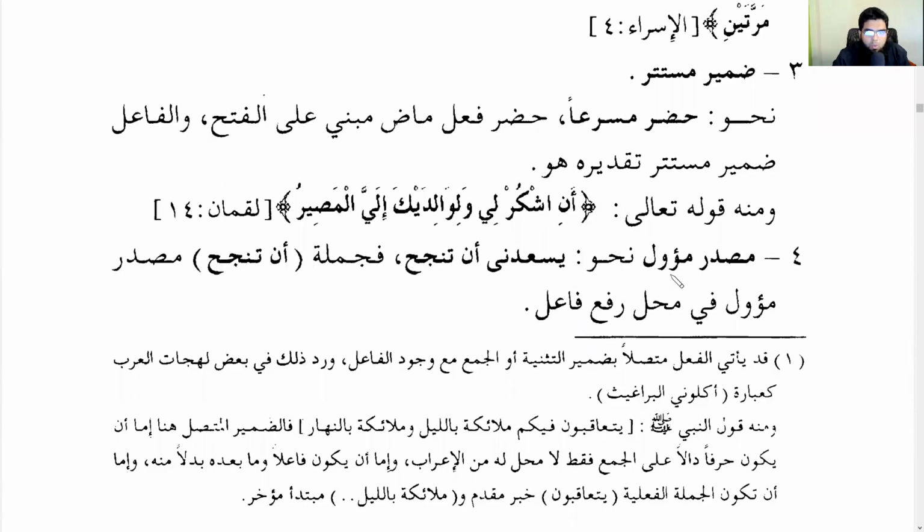Then we have masdar muawwal, nahwu yas'uduni an tanjaha. So the fourth type could be a masdar muawwal as the fa'il also. فجملة أن تنجح مصدر مؤول في محل رفع فاعل. This is masdar muawwal, right? We know masdar muawwal plus fi'l mudari' في محل رفع فاعل.